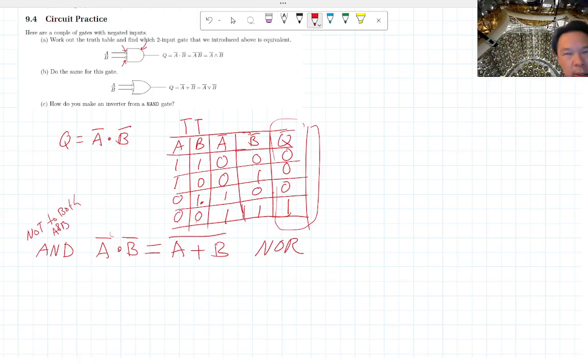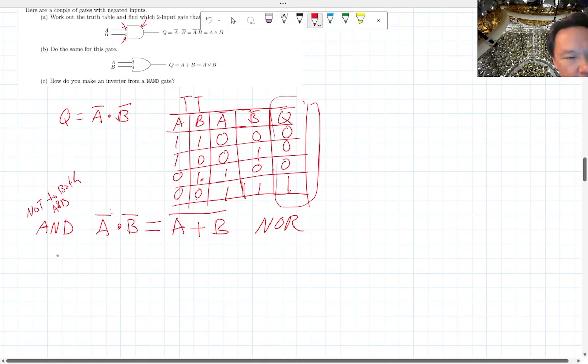Okay, it's different from a NAND gate, right? Because we opposite the input before we put it into the gates, not after. So that's sort of neat. Okay, part B, right? Let's do another example.